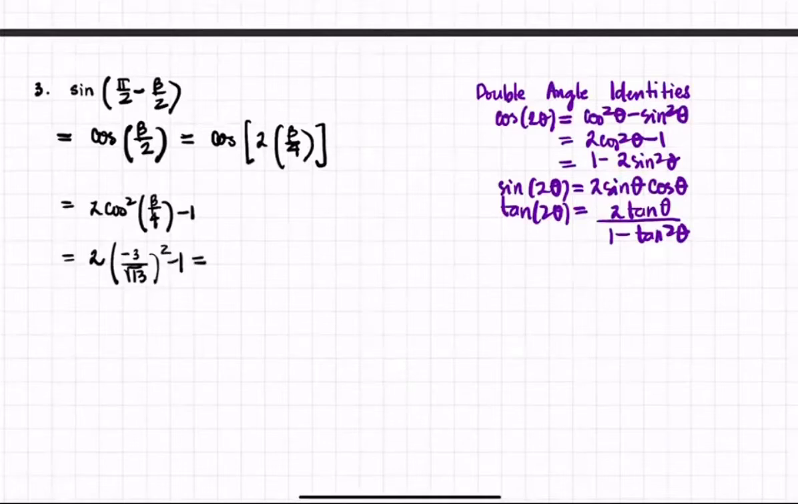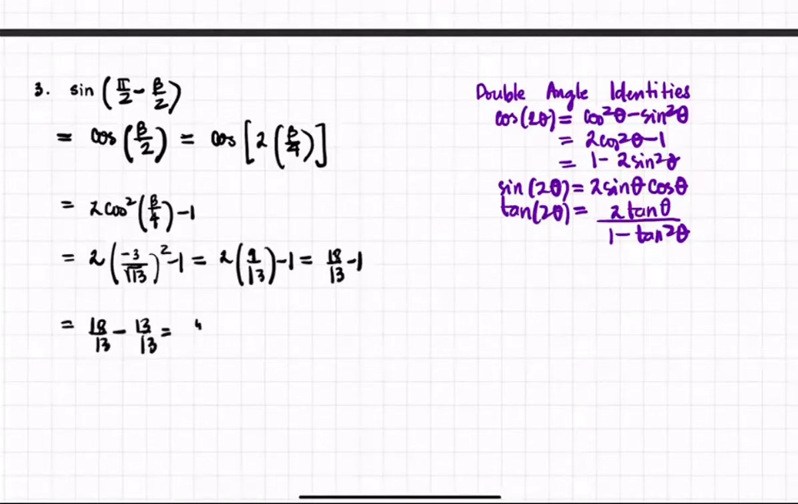Which is, ano ito? Square, get 9 over 13 minus 1. Or 18 over 13 minus 1. 18 over 13 minus 13 over 13, which is the same as 5 over 13. Okay, may questions ba for number 13?